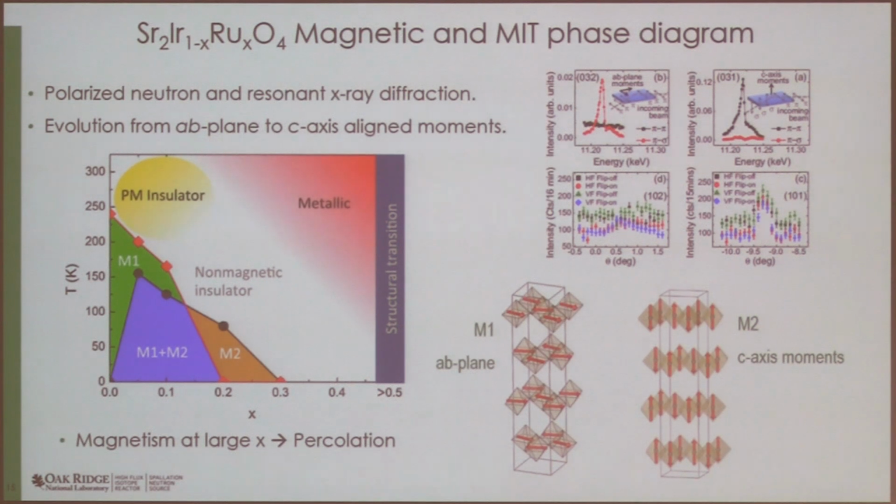I'm sorry, what do you mean again by M1 plus M2? So this is M1. It's just labeling of the magnetic structures. M1 plus M2, what do you mean? So if we do a measurement, we see both magnetic phases in this region. We see diffraction peaks from both.